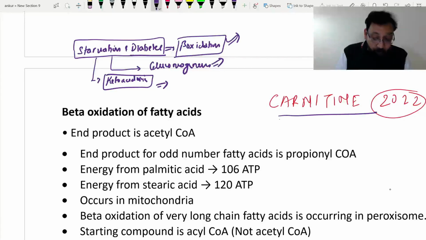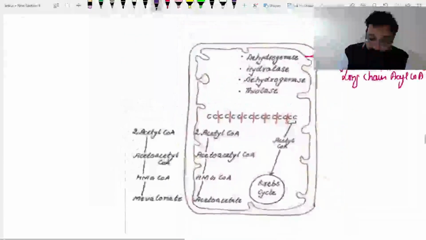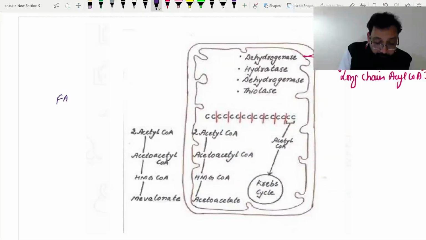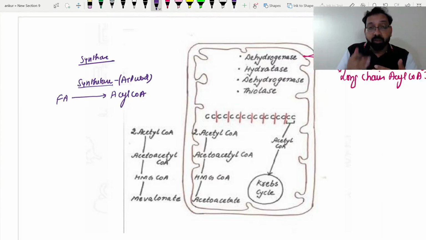Okay, now beta oxidation of fatty acid occurs in mitochondria. Suppose this is a fatty acid. First of all, this fatty acid is activated and converted to acyl coenzyme A by acyl coenzyme A synthetase. You all know synthetase and synthase. What is the difference? With synthetase, ATP is used. You can easily remember: even in the pronunciation of synthetase you require a little more energy, so ATP is used. In fact, 2 ATP are used.